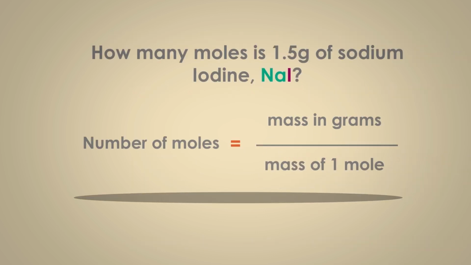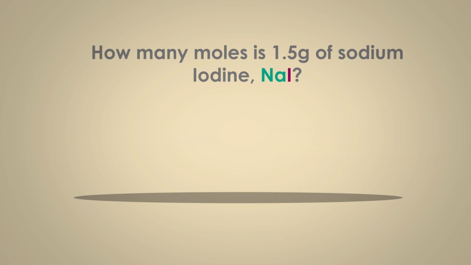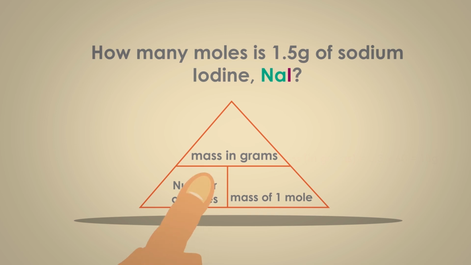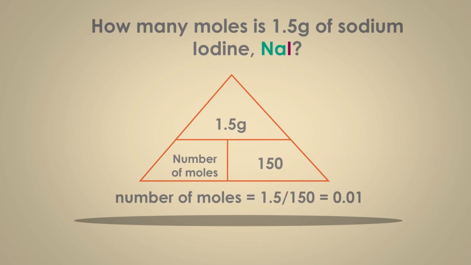We can work out how many moles we have by putting in the mass and rearranging. This is also known as a triangular equation. You can write it like this. To find any one quantity, cover it up with your finger to get the rearranged equation. We want to find moles. There are 0.01 moles of sodium iodide.